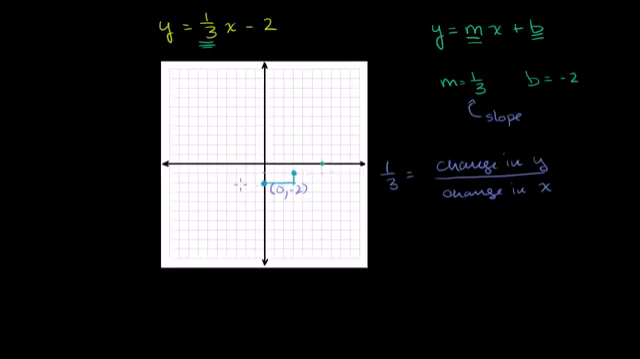If x goes down by 3, y will go down by 1. If x goes down by 6, y will go down by 2. It's that same ratio. So 1, 2, 3, 4, 5, 6, 1, 2. And you can see all of these points are on the line. And the line is the graph of this equation up here. So let me graph it. So it'll look something like that. And you're done.